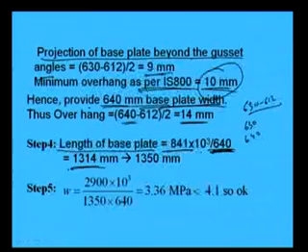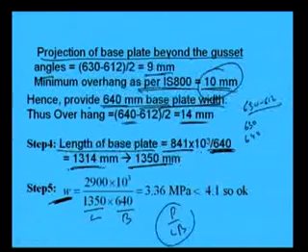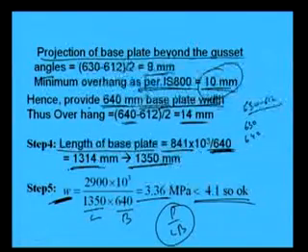Okay, so the pressure coming into load intensity is 2900 by length into width, 1350 into 640, P by L into B. That is becoming 3.36 MPa, which is less than 4.1, because in the question it was given that allowable pressure was 4100 kilonewton per meter square, or 4.1 Newton per millimeter square, right. So this is the developed one, 3.36 is less than 4.1, so it is okay, right.